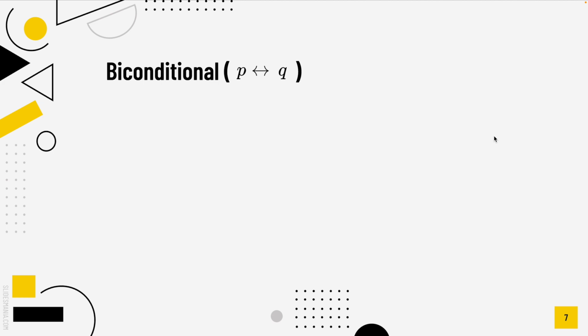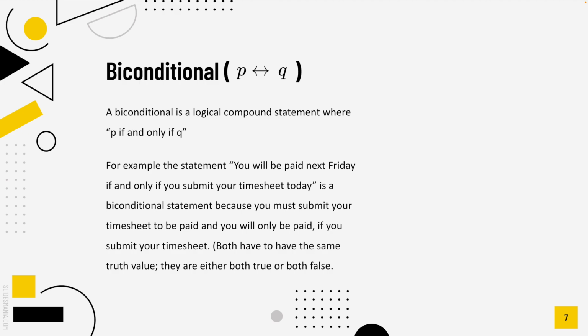Okay, biconditional is when P, if and only if Q. So P is true if and only if Q is true. Okay, so for example, you will be paid next Friday if and only if you submit your timesheet today. It's a biconditional statement because they have a co-relationship. So if you submit your timesheet, you will be paid. You'll be paid if you submit your timesheet. So both have to have the same truth value. So if you submit your timesheet, you will be paid. If you don't submit your timesheet, you will not be paid.